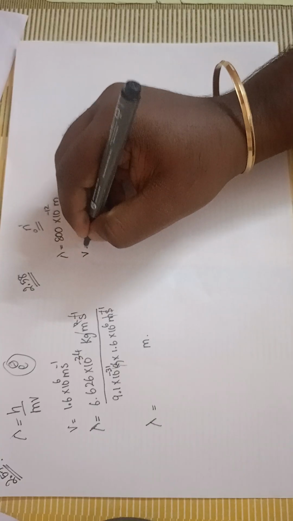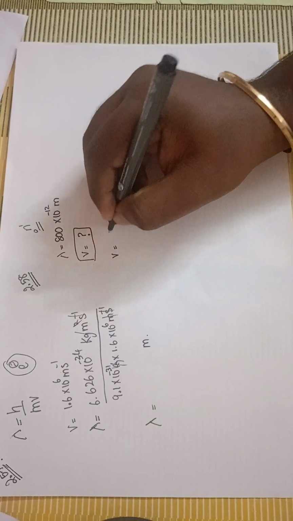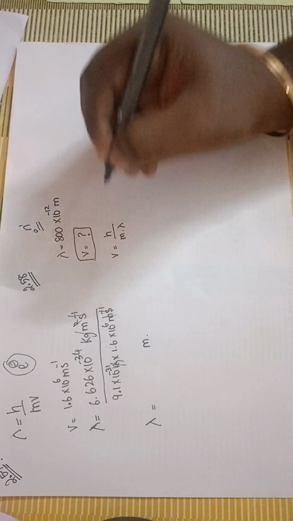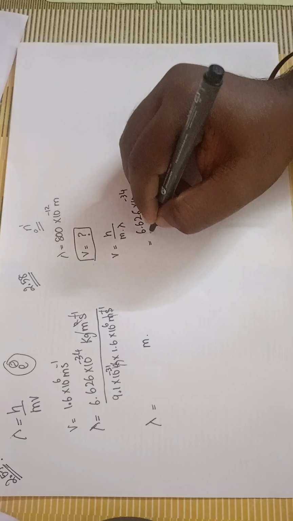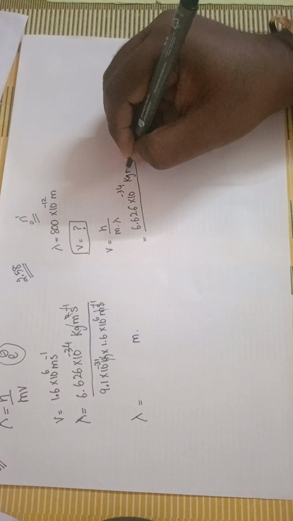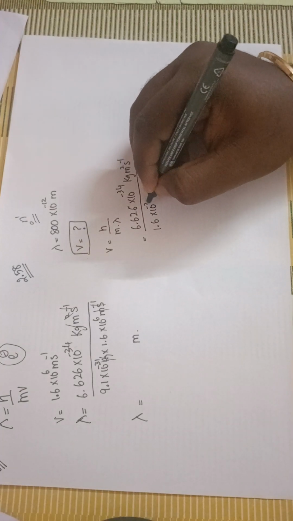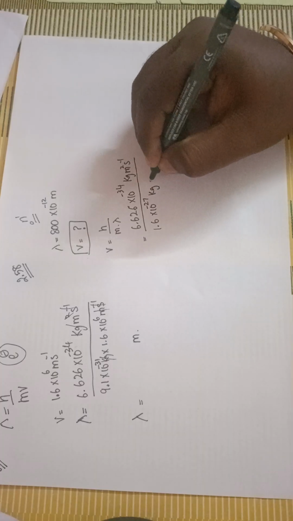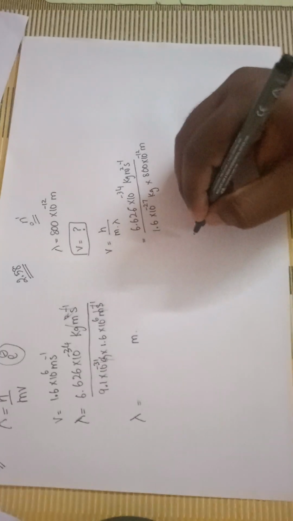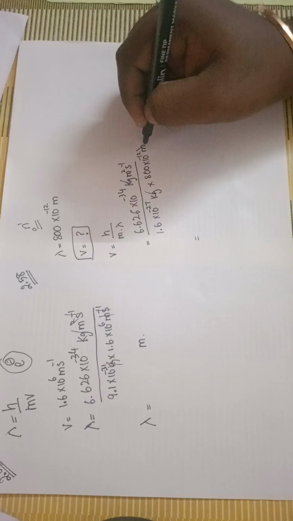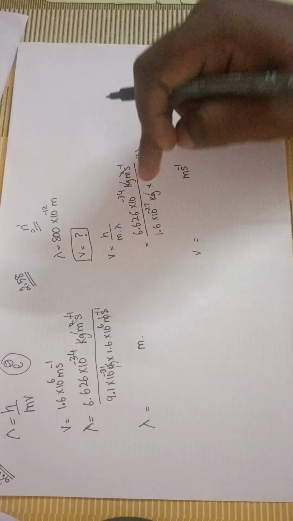So we were asked to identify the velocity. Again the same formula, v equals h by m into lambda. So h is 6.626 into 10 power minus 34 kilogram meter square per second. Mass of neutron is 1.6 into 10 power minus 27 kilogram, into lambda, which is 800 into 10 power minus 12 meter. If you solve this, kilogram cancels, meter cancels, so you will get the answer in terms of meter per second. Solving is your part.